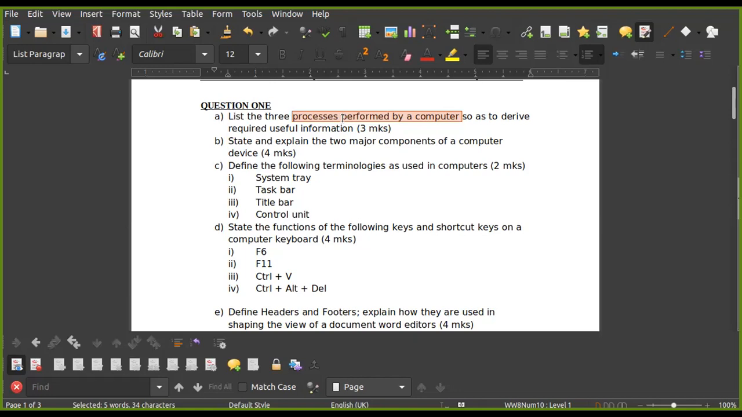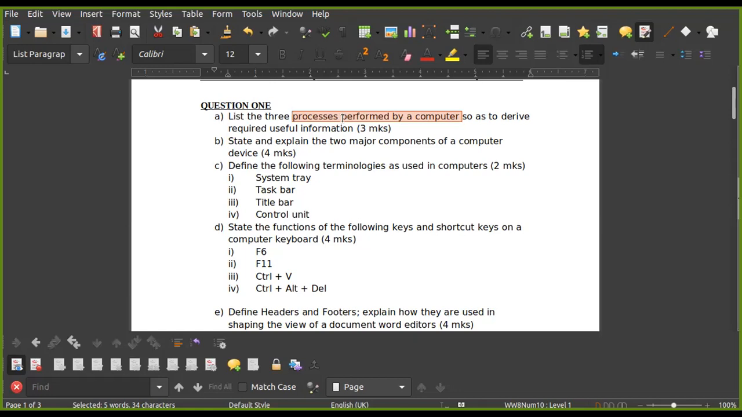State the functions of the following keys and shortcut keys on the computer keyboard. Yeah, this is also an interesting question. When you press the function key F6, basically it takes you to the address bar where you normally type www.facebook.com. If you press F6, that is where it will take you. F11 basically allows us to get a full screen. Like if you're using Opera, Firefox, or Chrome, when you press F11, then you get a full screen. Okay, that is what it gives us.